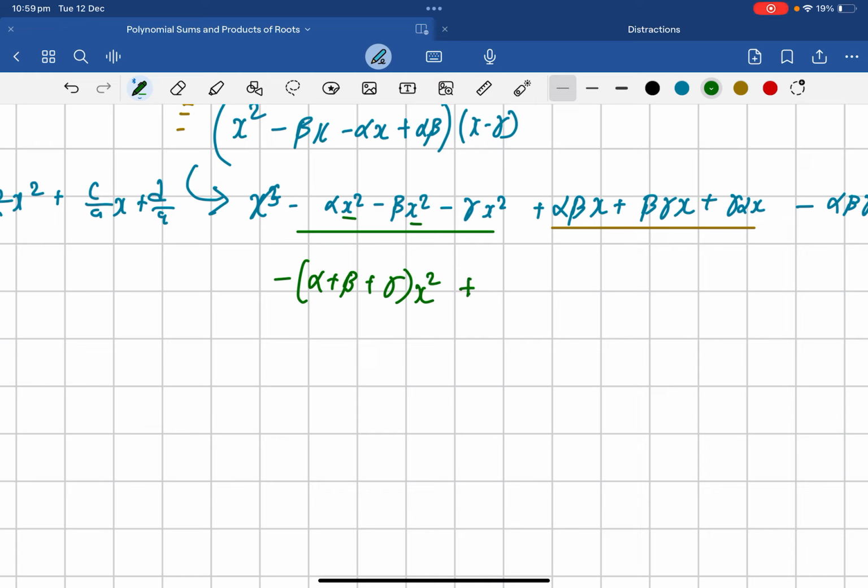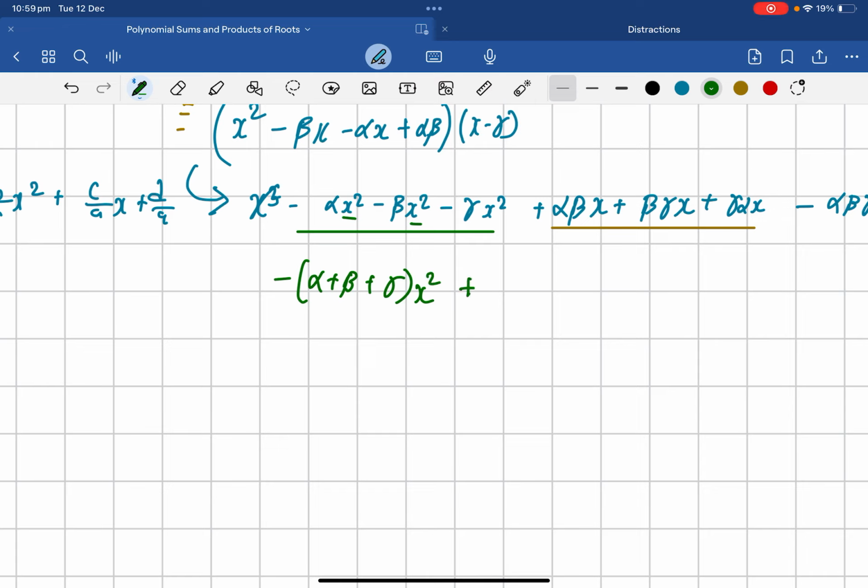What's common here? It's the x again. So take it out. That's equal to, there's no negatives to take out, alpha beta plus beta gamma plus gamma alpha. And you're taking out the x. Simple. And then you're finally just bringing this down, which is minus alpha beta gamma. This is all you're doing.